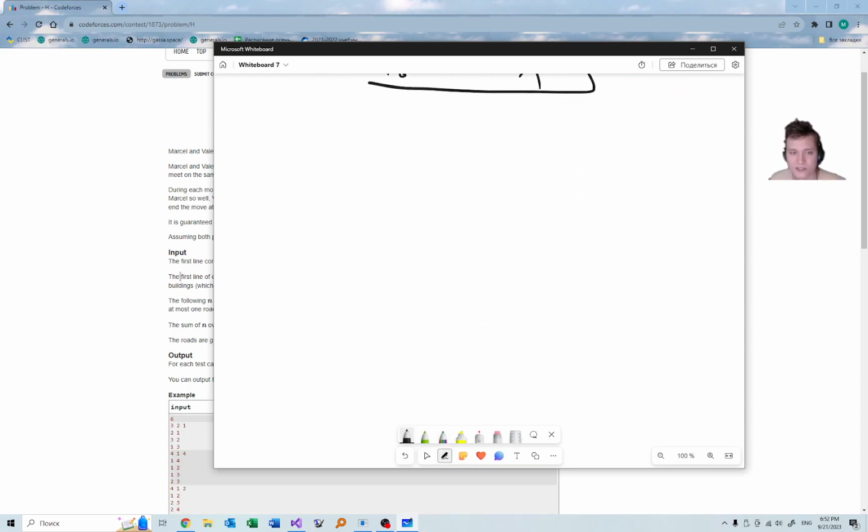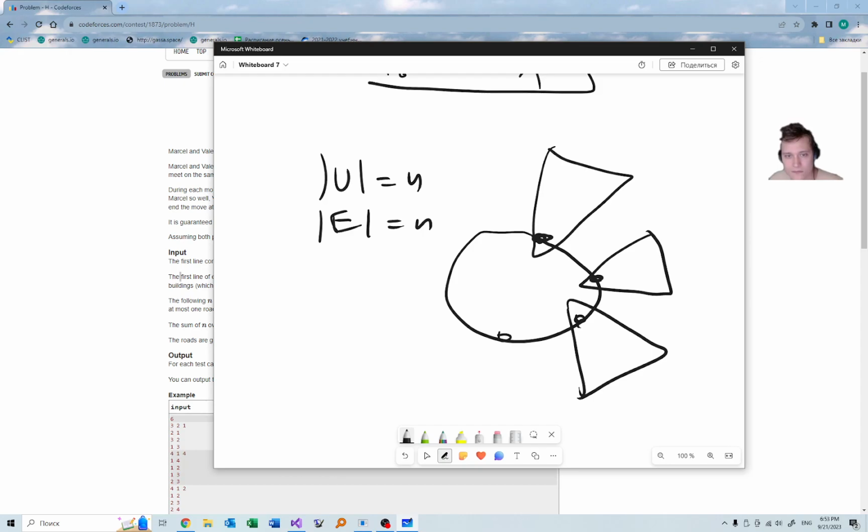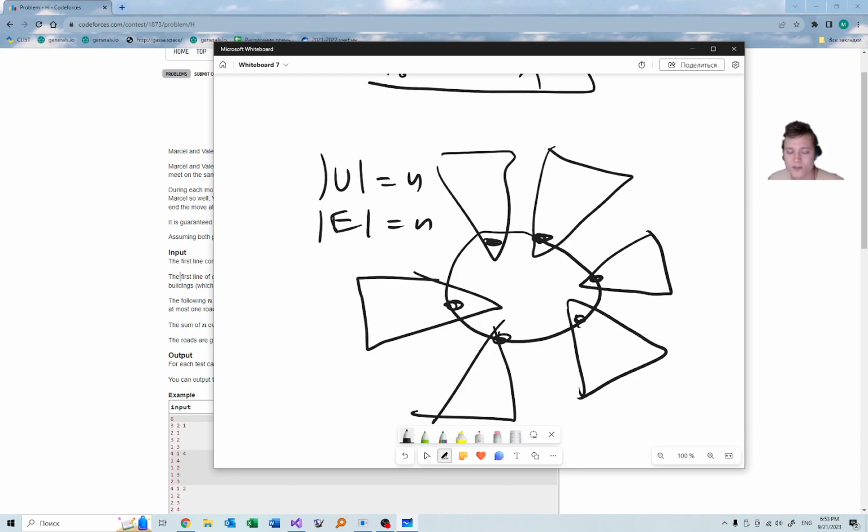What about V is n and E is n? What is this graph in which the number of vertices equals the number of edges and it is connected? Actually, it's almost a tree. It's a single cycle, and in each vertex there is also a tree, maybe an empty tree, but still some tree. So now we need to solve this problem in this type of graph.